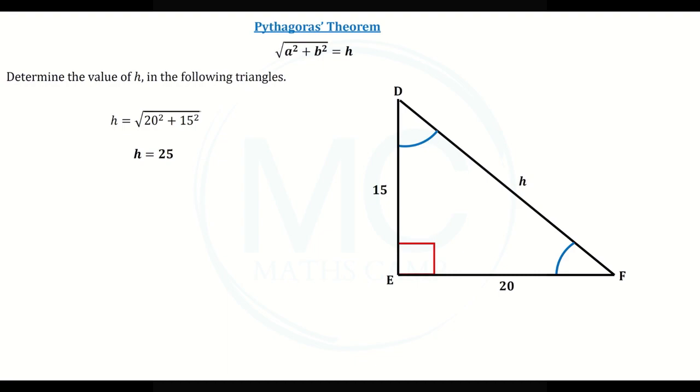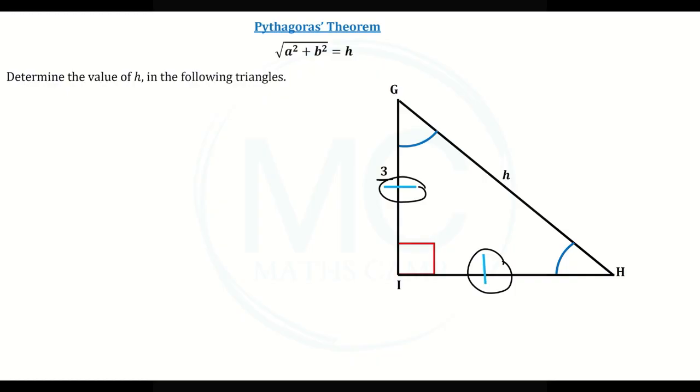Let's do one more. In this example, h is still the unknown length of the hypotenuse, and we can see that this side is 3. But what about the bottom side? We've seen in our previous videos that we use small lines to show equal sides on a diagram. We have a small blue line over here and over here. This means that both sides must be equal to 3. So let's put a 3 in our diagram down here.